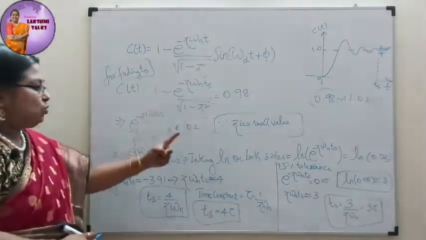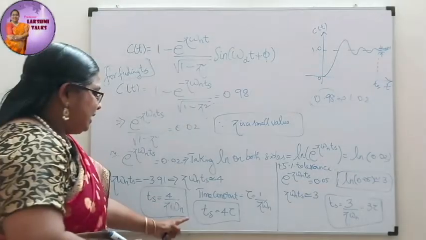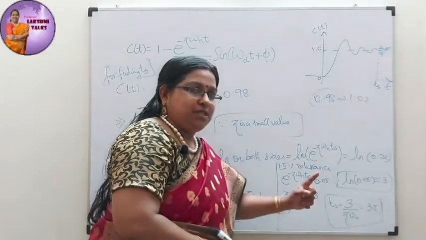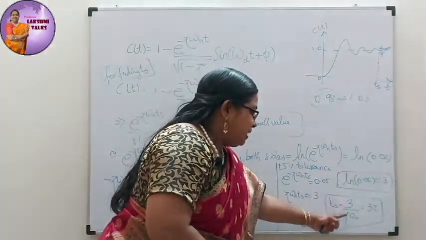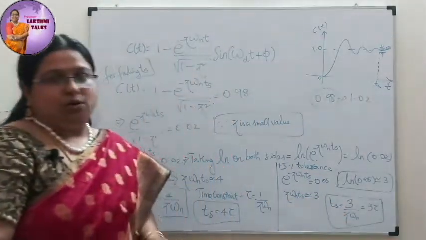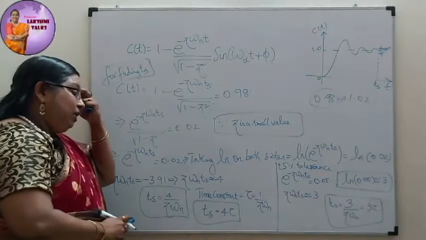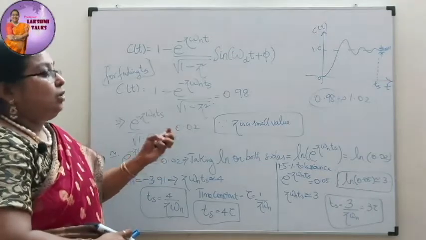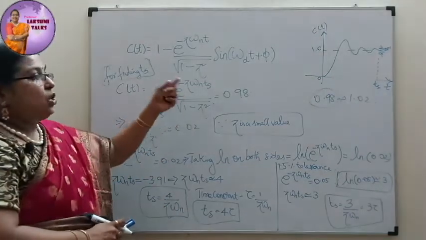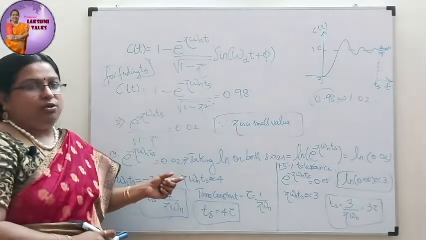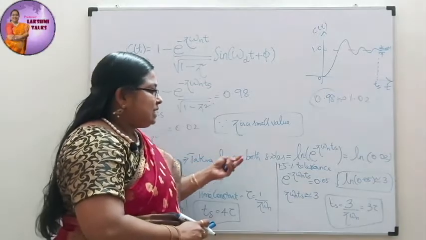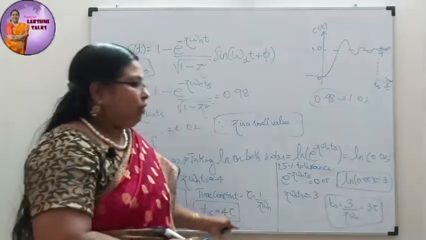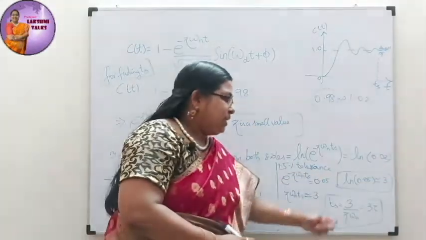So in the case of a 2% tolerance band, settling time is 4 by zeta omega n, and in the case of a 5% tolerance band, Ts is 3 by zeta omega n. Whenever you are asked to find out the settling time for a system, you must know what tolerance band is specified. If plus or minus 2% is given, then it is 4 tau. If plus or minus 5% is given, it is 3 tau.